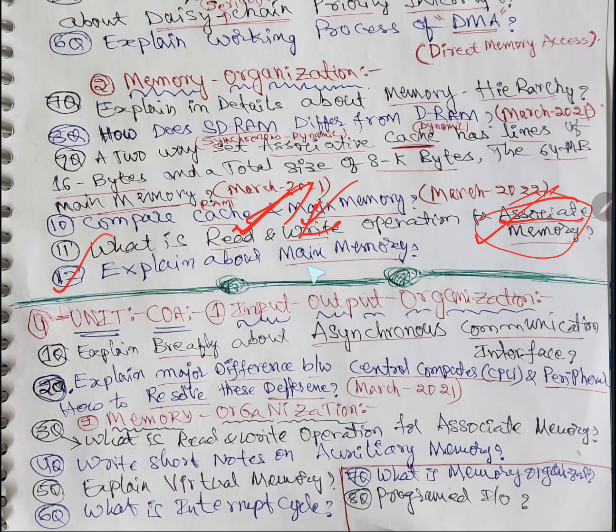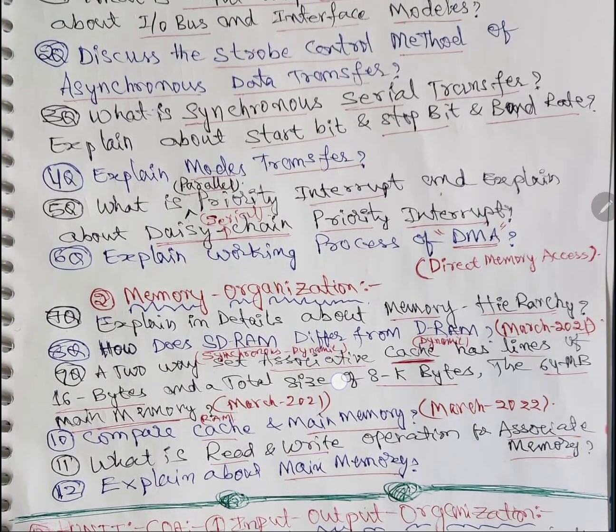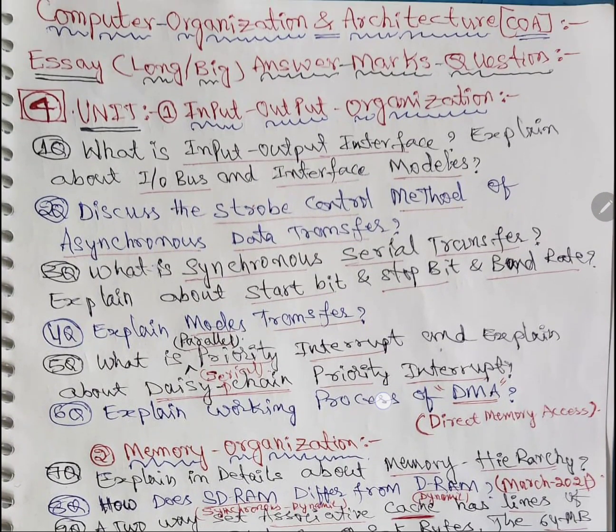Then 12th one, explain about main memory. This is a direct question, already shot, very simple. These are SMS questions. 12 we got here. So 12 we got. It means that 4th unit is completely prepared.